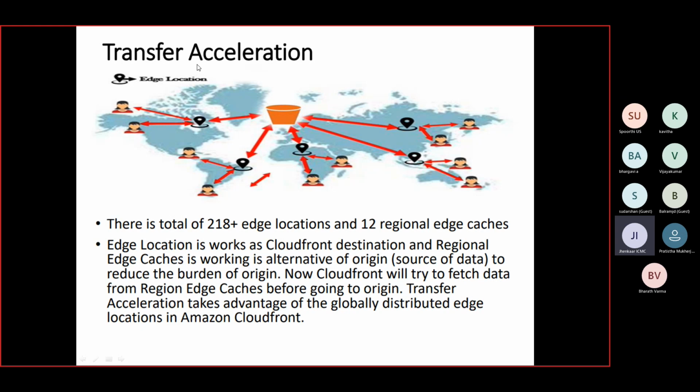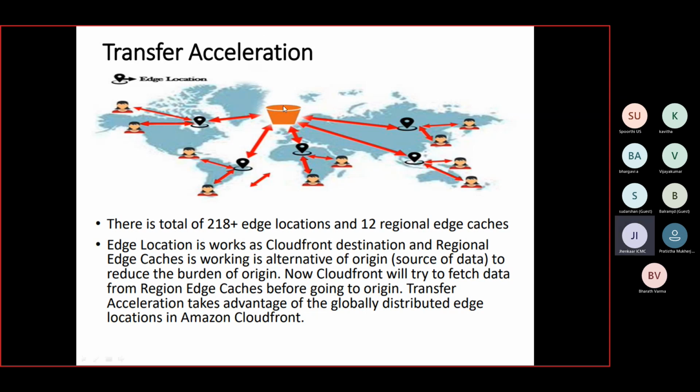But with the help of this transfer acceleration, we have something called edge locations. Across the globe, we have 218 plus edge locations, which sit very near to, yet maintain some distance from, the data center. Please understand, guys, whenever I talk about edge locations, these will be a kind of separate center, which will be maintained by keeping some distance from your data center.